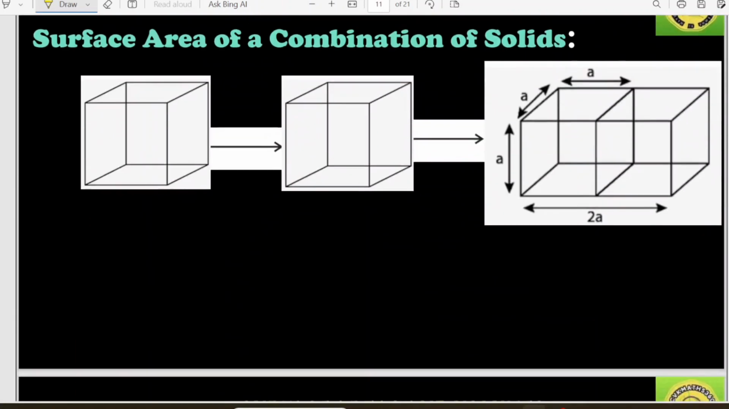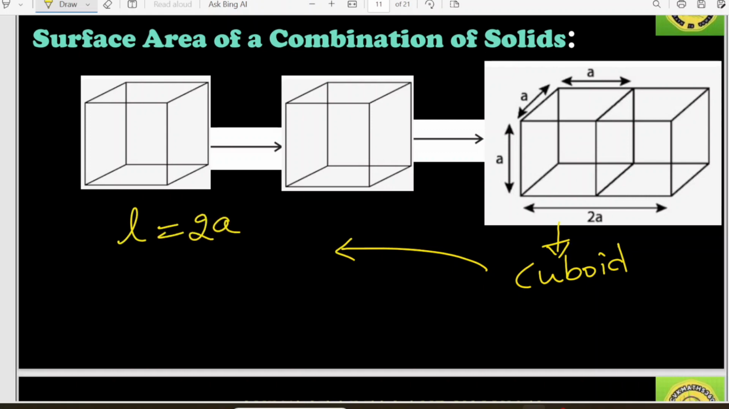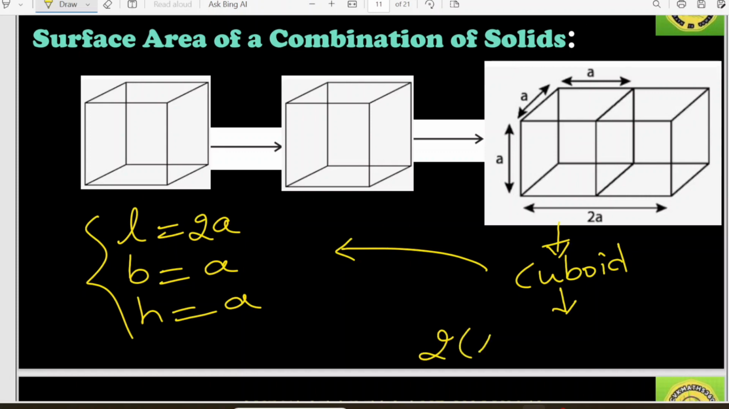It is another one. When two cubes are joined adjacently, the new shape will be a cuboid. Now the length of the cuboid is how much? The length of the cuboid will be 2a, the breadth will be a, and the height will be a. So by using these measurements, we can calculate the required TSA. What is the TSA of cuboid formula? 2 times (LB plus BH plus LH).